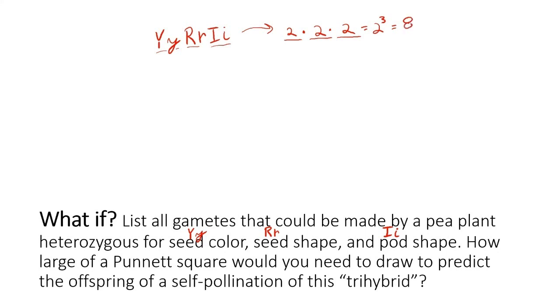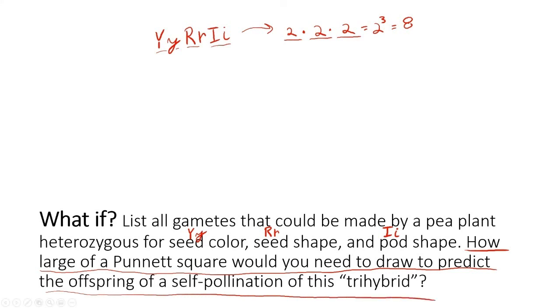Now, right away, the next part of this question, how large of a Punnett square would you need to draw to predict the offspring of a self-pollination of this trihybrid?